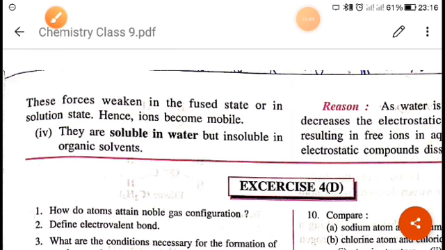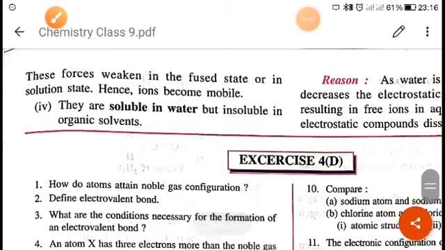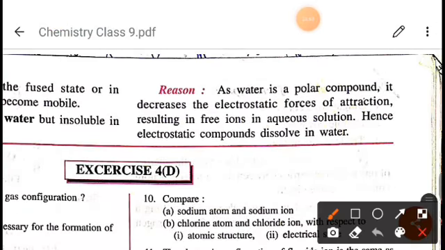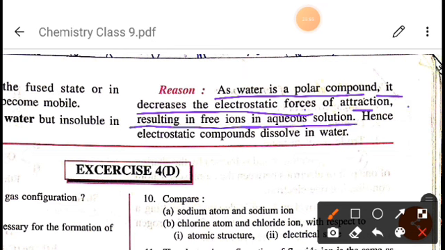Now the last property is they are soluble in water but insoluble in organic solvents. Why are they soluble in water? Because water is a polar compound, and it decreases the electrostatic force of attraction, resulting in free ions in the aqueous solution. Hence the electrovalent compound dissolves in water.